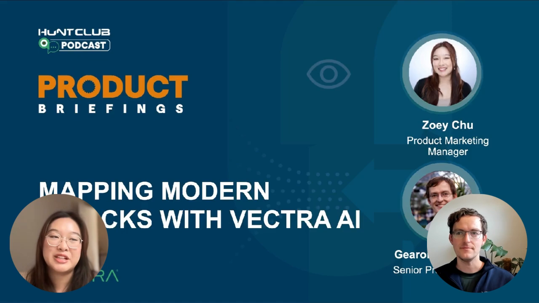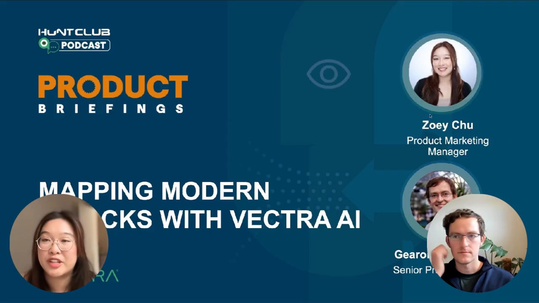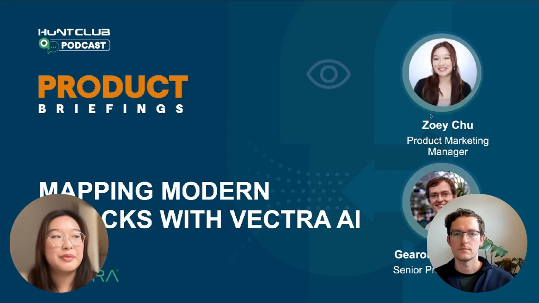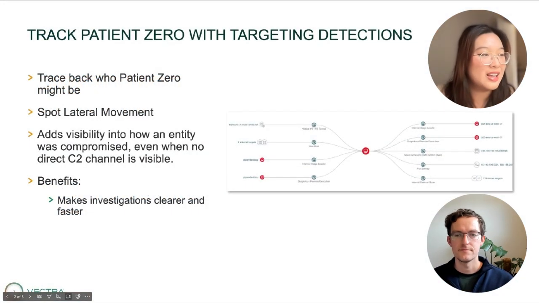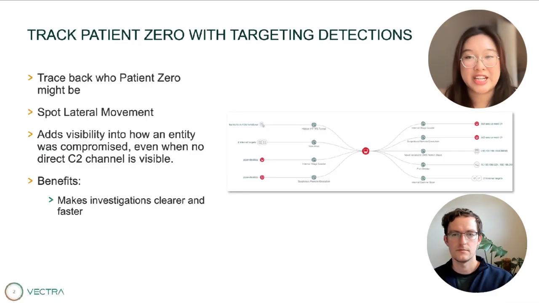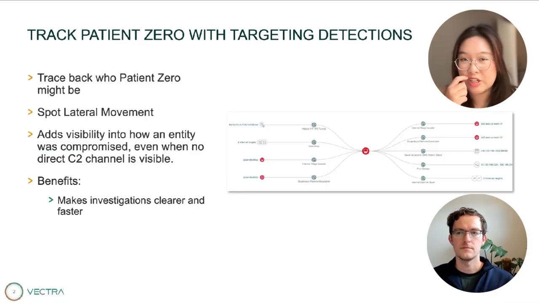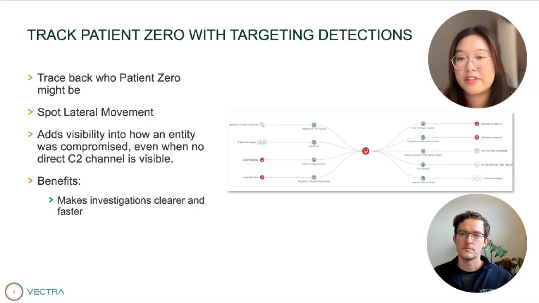But today we have some really awesome pieces of our product that we want to talk about, specifically around our attack graphs and how it maps to our modern attacks with Vectra AI. So we have three things, and we have a couple slides on it just to talk about each thing. The first one is tracking patient zero with targeted detections. So Garrett, can you talk a little bit about what this is, what this looks like, and some of the benefits that we can see with this type of enhancement on our attack graphs?